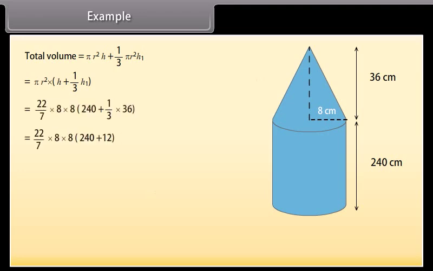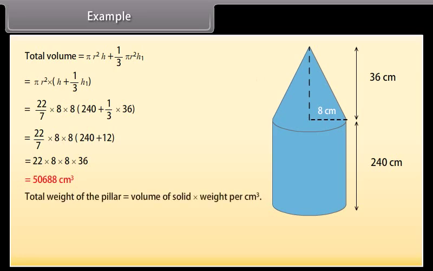Solving this, we get total volume is equal to 50688 centimeter cube. Now total weight of the pillar is equal to volume of solid into weight per cubic centimeter. This is equal to 197683.2 grams or 197.6832 kilograms.